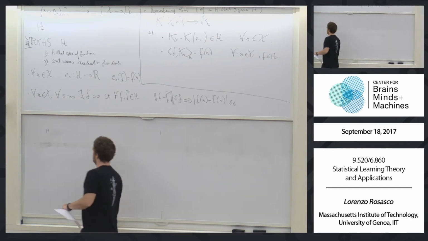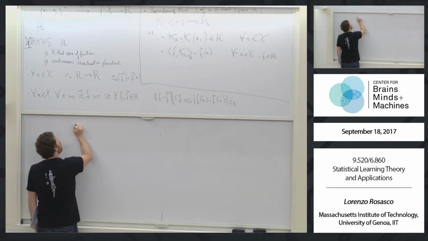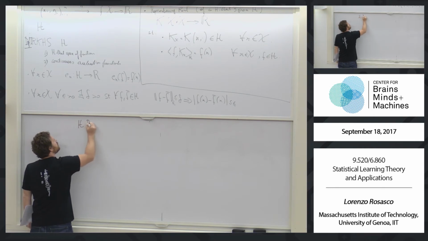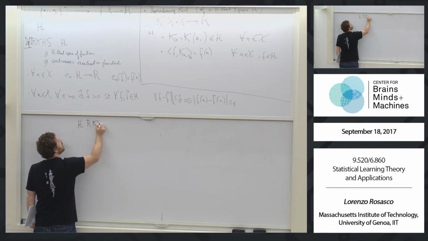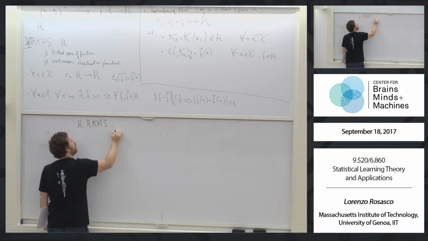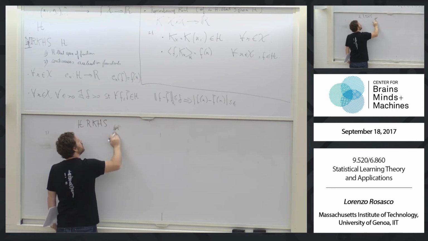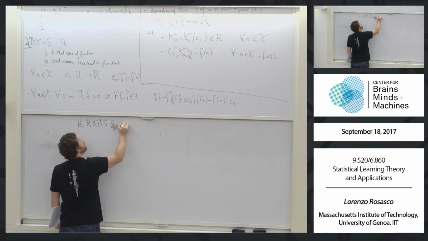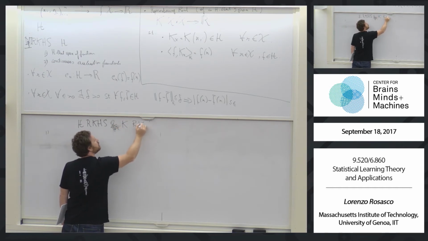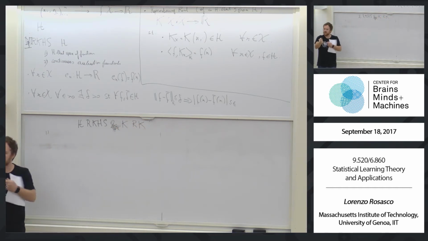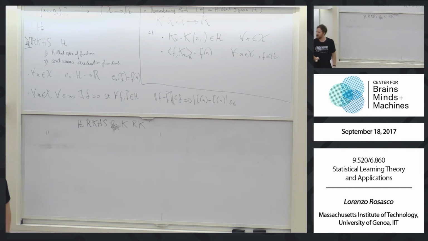So what did we introduce so far? We introduced the notion of reproducing kernel Hilbert space, and if you want, the notion of K, it's a reproducing kernel. And we use the equivalence essentially between these two things to go back and forth. Okay?